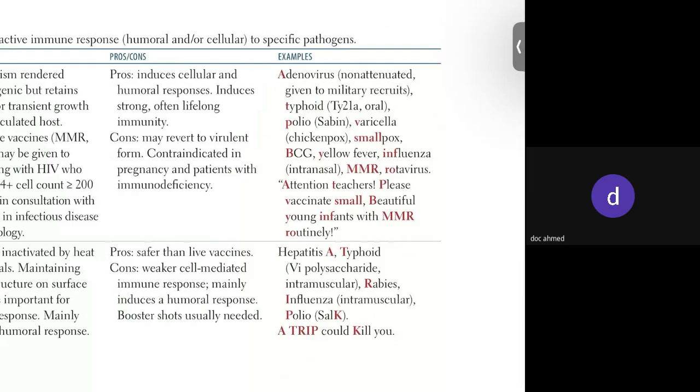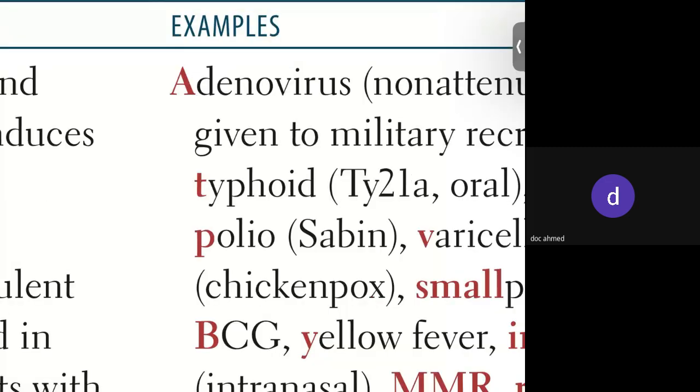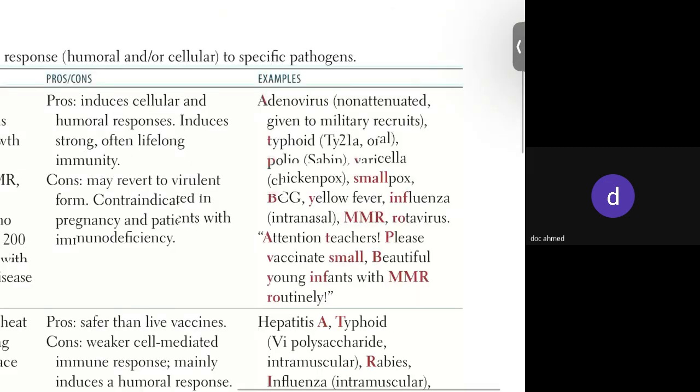You should mark these points as well. If a question mentions an oral vaccine, you should know that oral is live and IM is killed. The other one is polio. Sabin is really important, because Sabin is live while Salk is dead.